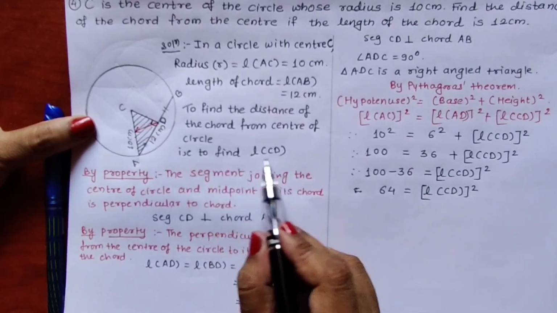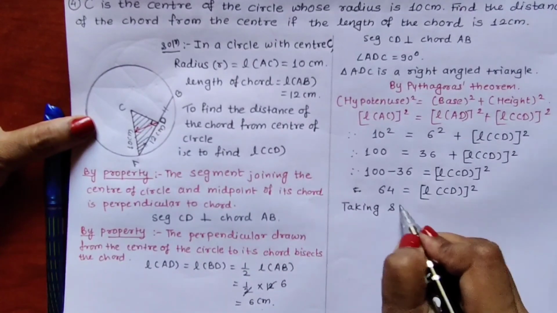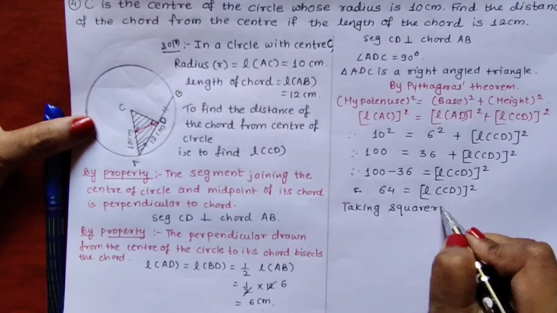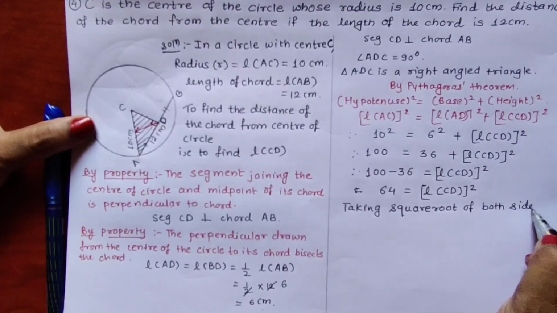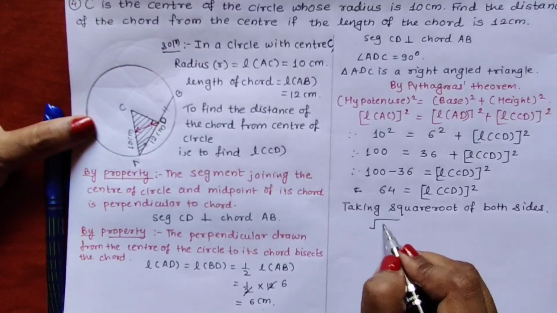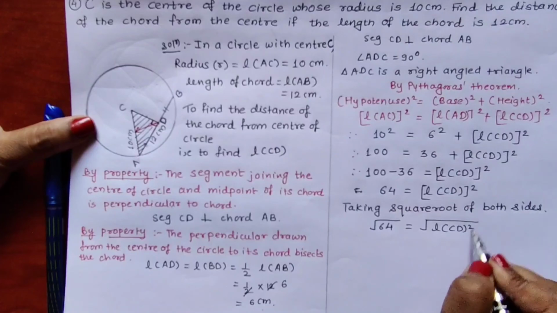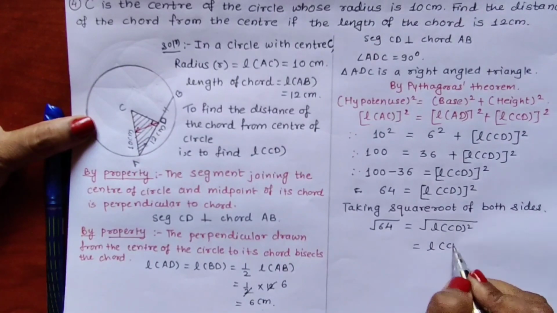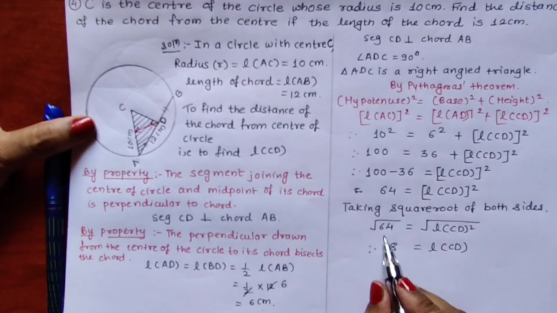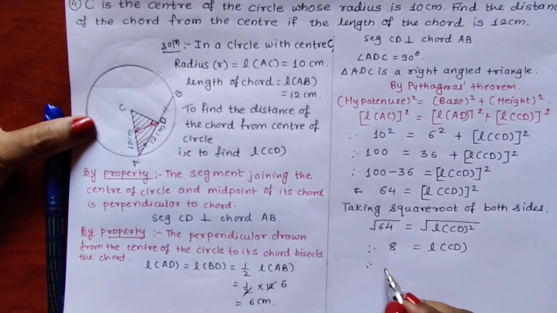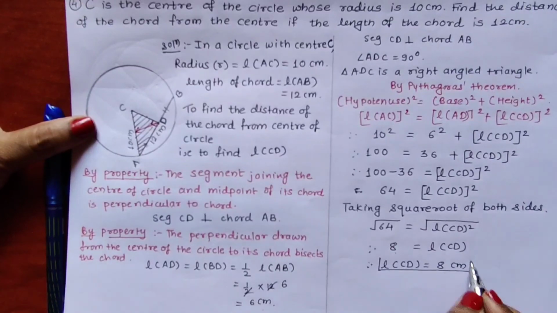We only require to find length CD, so what we have to do? Taking the square root of both sides. Square root of 64 is equal to square root of length CD square. Here square and square root cancel each other, so we only get length CD, and 64 is the square of 8. That means square root of 64 is 8. Therefore length CD is equal to 8 centimeter. So in this way we got the answer.